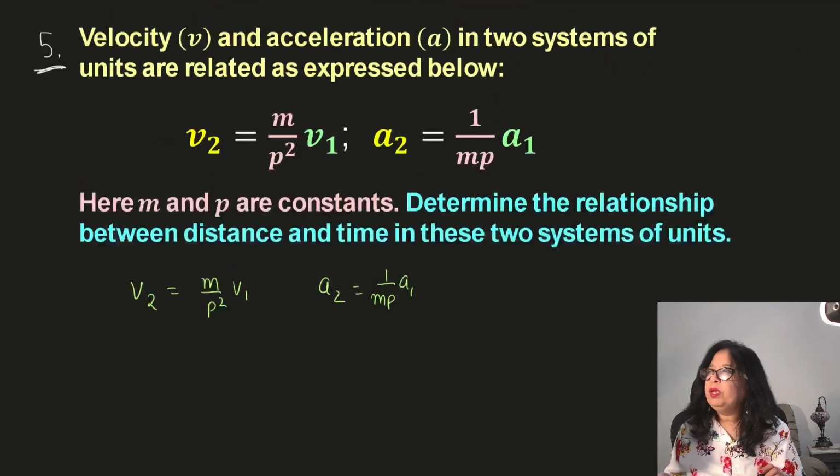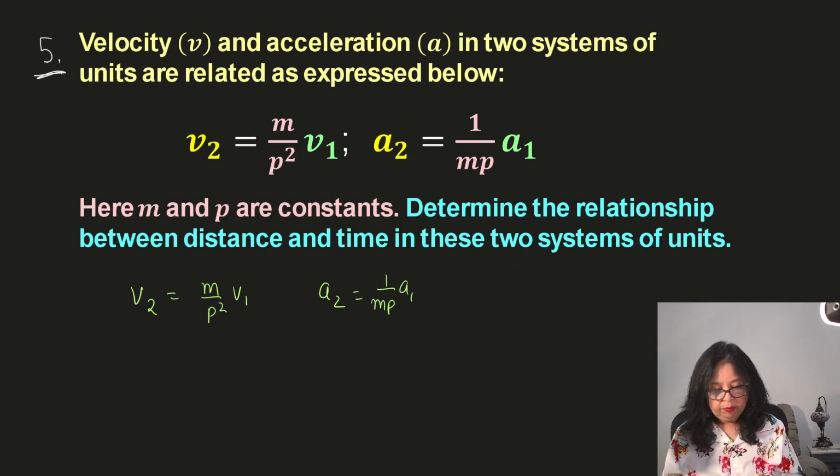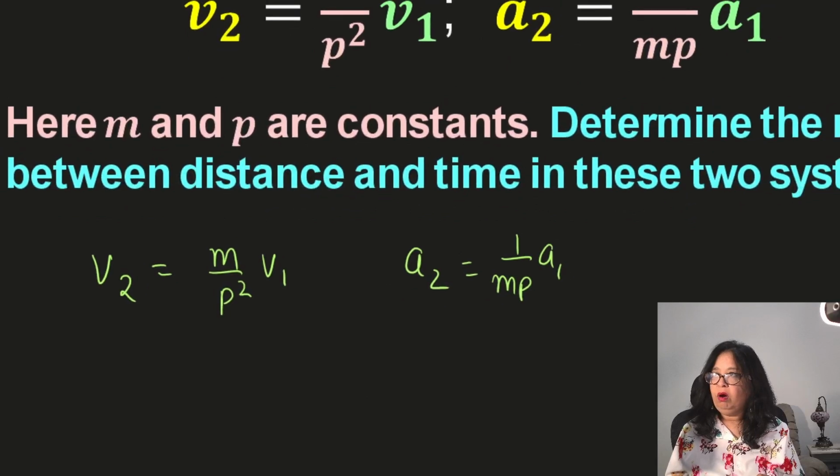Here m and p are constants, and unlike the last problem, these constants are dimensionless constants. Determine the relationship between distance and time in these two systems of units. All right, how do we do it?